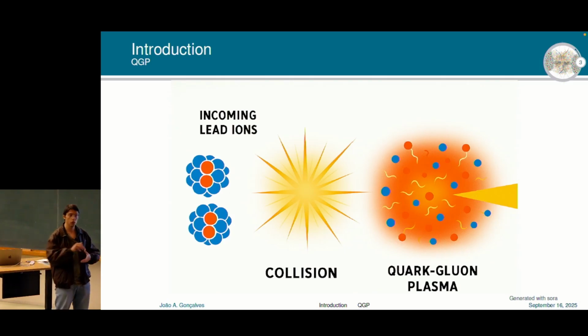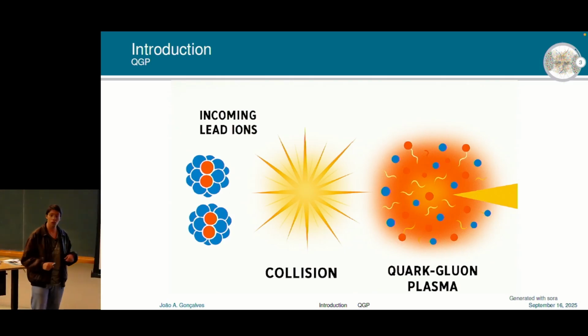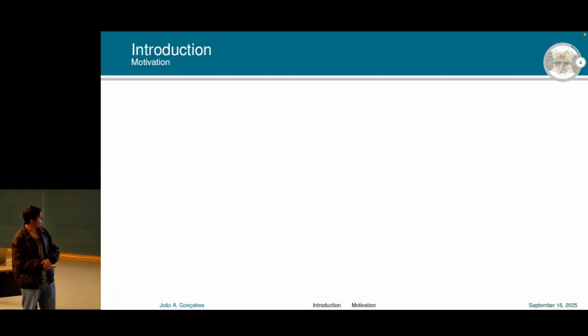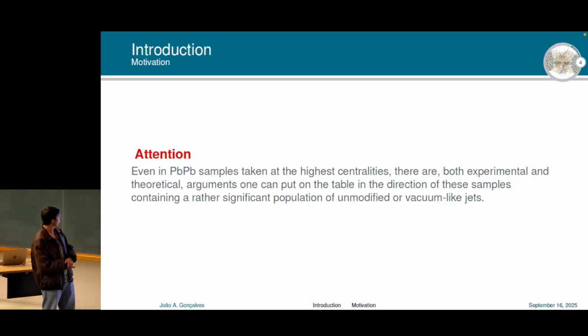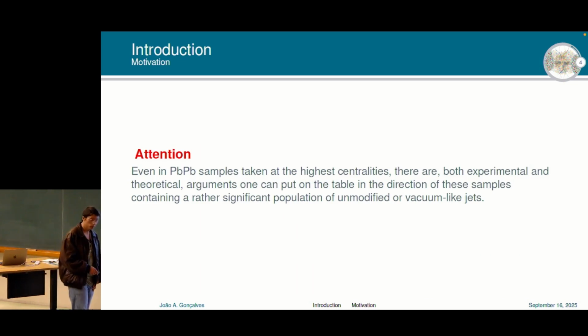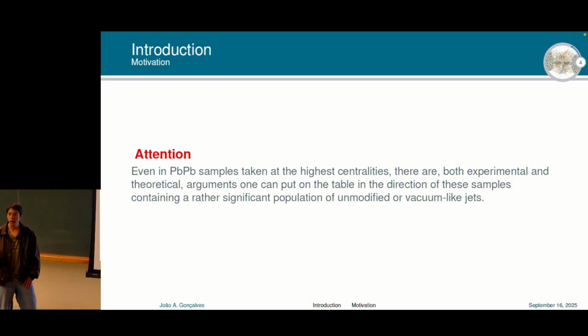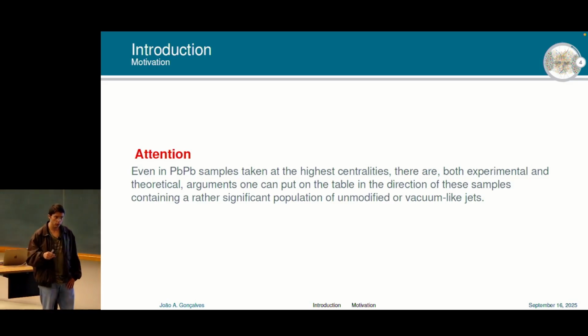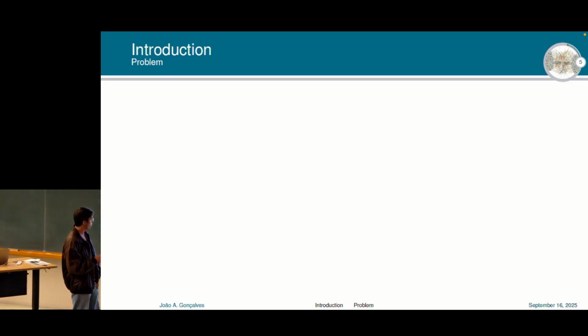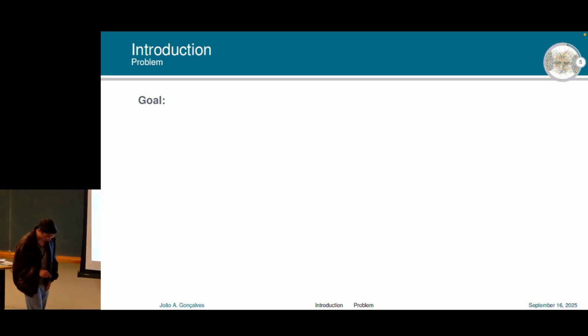The jet is also a colorful object, it passes through the quark-gluon plasma, and it gets modified by it. But there is a note here that deserves some attention: even in the highest centrality lead-lead samples, there are a lot of jets that are actually not modified. So basically, they are essentially vacuum-like jets with some kind of lead-lead collision effect that I'll talk about soon. So I will start by introducing the problem.